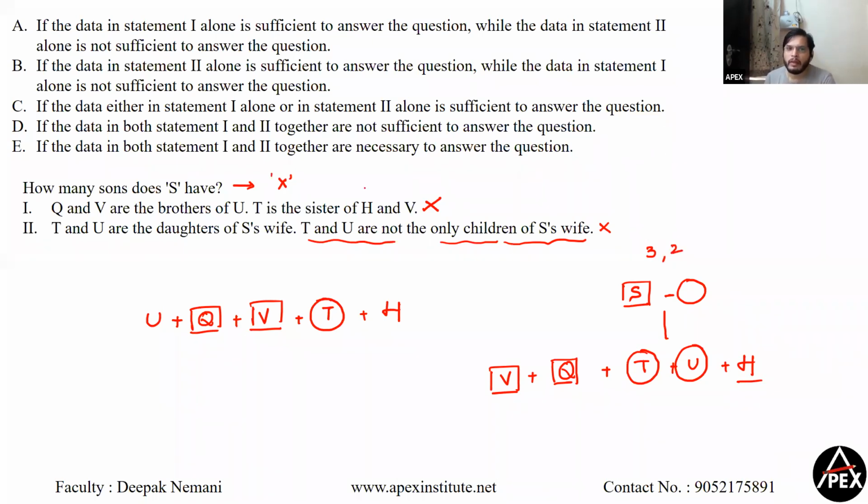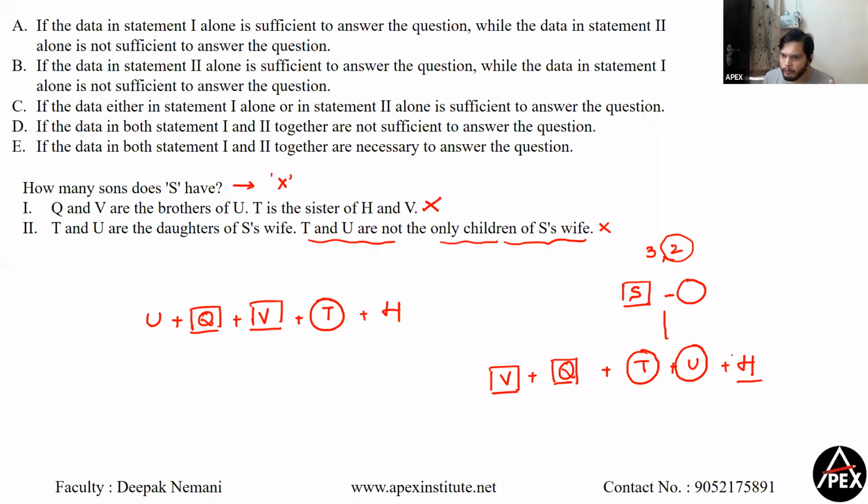It is also given that Q and V are the brothers of U. If it is given that Q and V are the only brothers of U, then there will be only two sons and your answer might be two. But is it given that Q and V are the only brothers of U? No. So U can still have more brothers. You can have any number of brothers. So with statements 1 and 2 combined, we also do not know the gender of H.